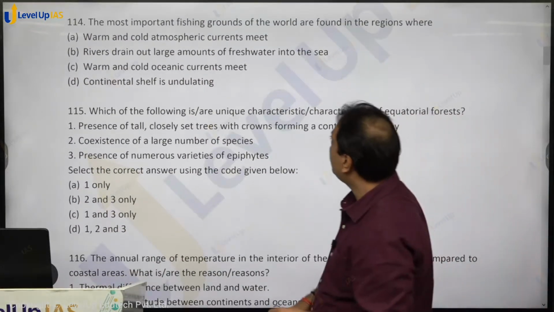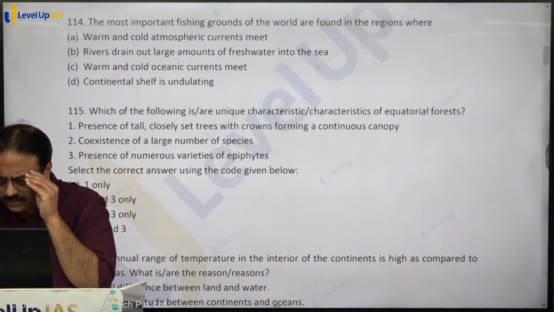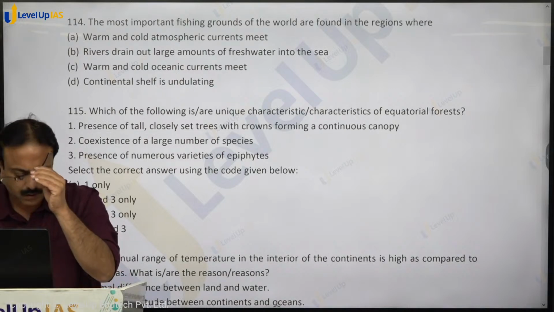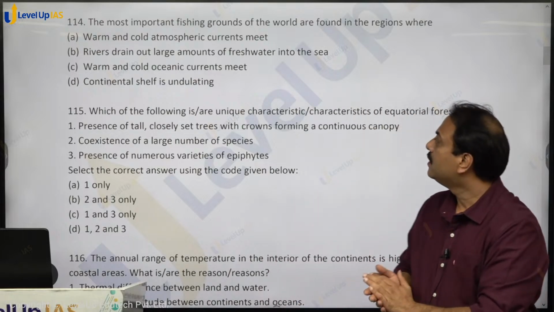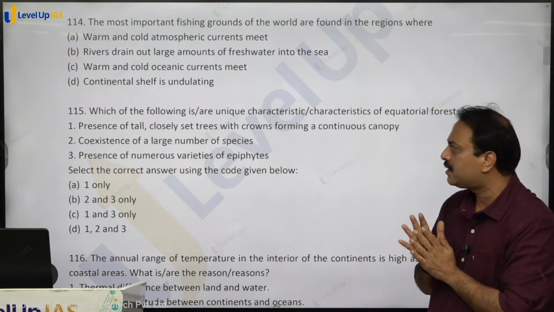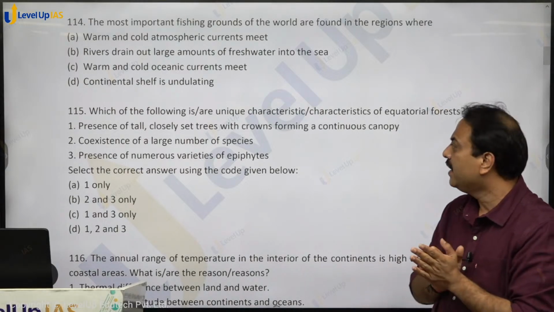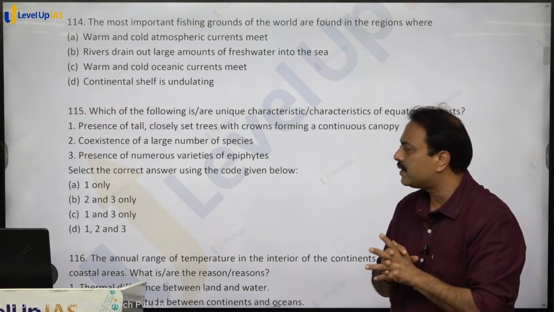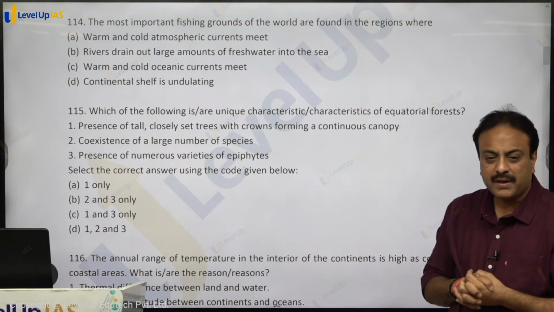The most important fishing grounds of the world are found in the regions where warm and cold atmospheric currents meet, river drain out large amount of fresh water into the sea, warm and cold ocean currents meet, continental shelf is undulating. Warm and cold ocean currents meet will be the right answer.